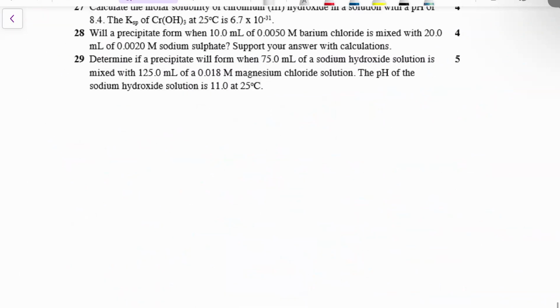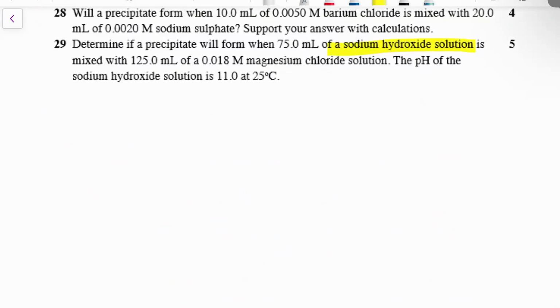Last question, 29. Determine if a precipitate will form when 75 mL of a sodium hydroxide solution is mixed with 125 mL of a 0.018 molar magnesium chloride solution. The pH of the sodium hydroxide solution is 11 at 25 degrees Celsius. Question 29 is ever so slightly different from question 28. They've given you 2 volumes, but only one concentration. They haven't given you the concentration for the sodium hydroxide, but they have given you its pH.